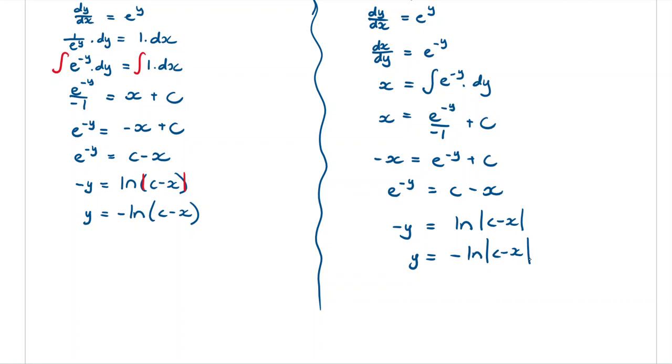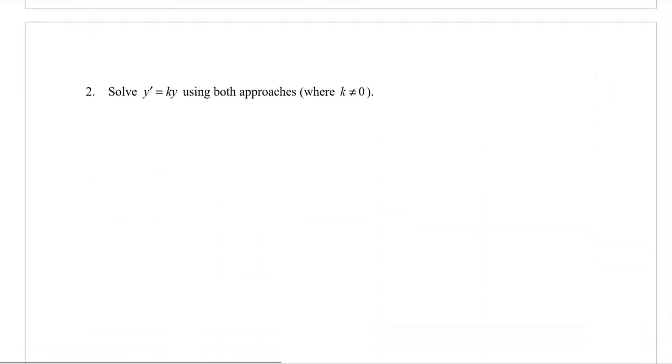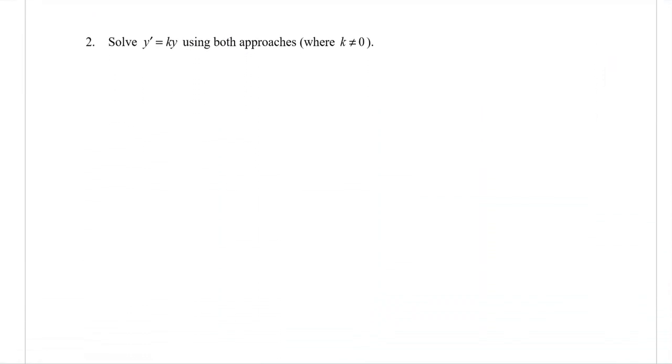Okay, try that again. Question 2 says to solve the differential equation again using both approaches. k cannot be equal to 0 because then we wouldn't really have anything to work with. Our equation would be equal to 0. So divide your page in half. Let's do both methods again. So first of all, by separating.